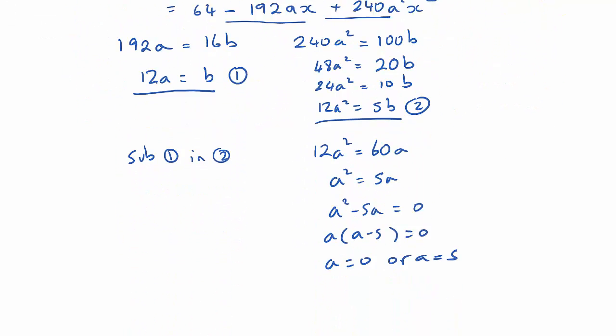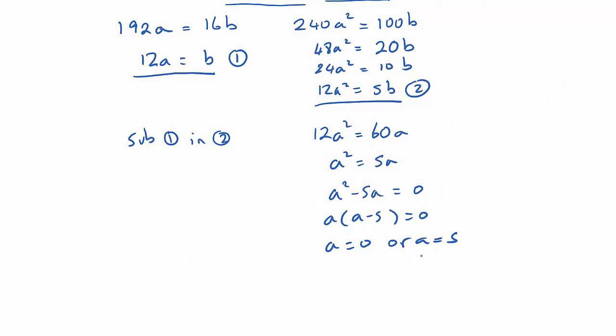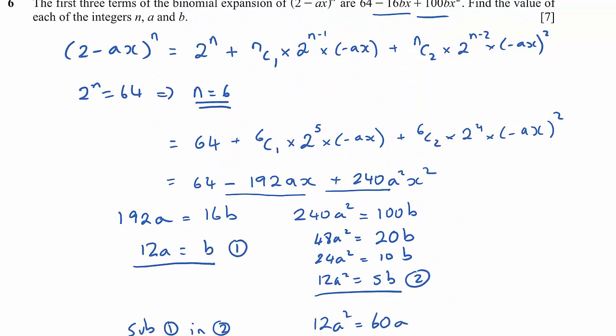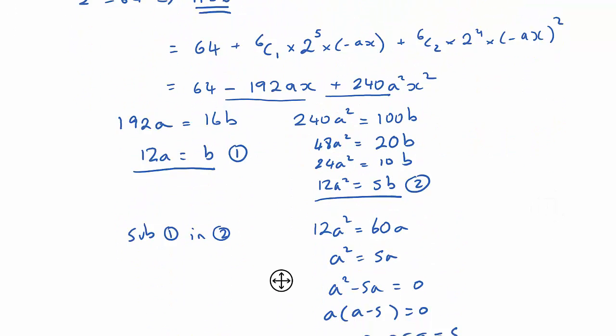Now I'm presuming that it's not going to be the 0 case, so we can say a is 5 and therefore b would be equal to 12 times 5, which is 60. I suppose it still works with a equal to 0 and b equal to 0, but it would be a trivial case.